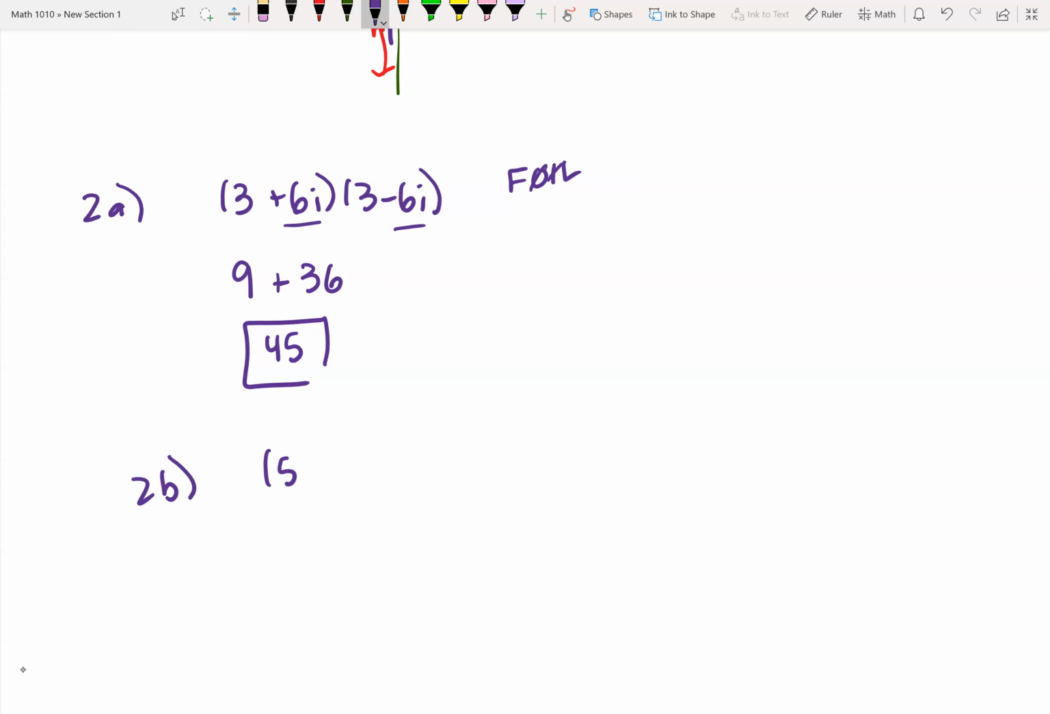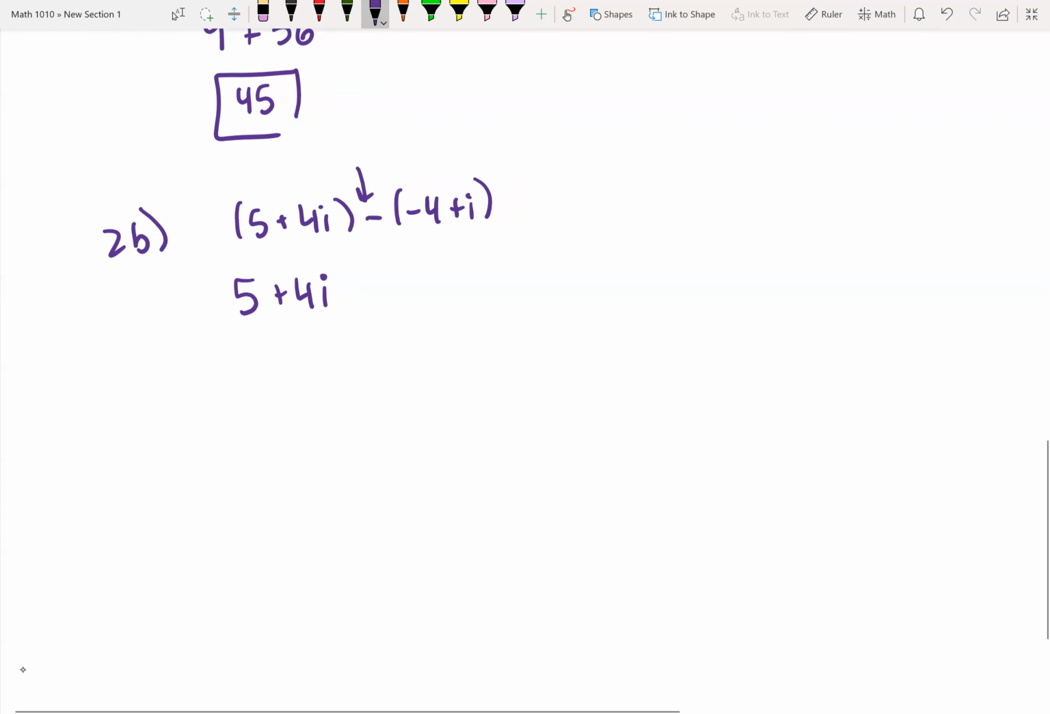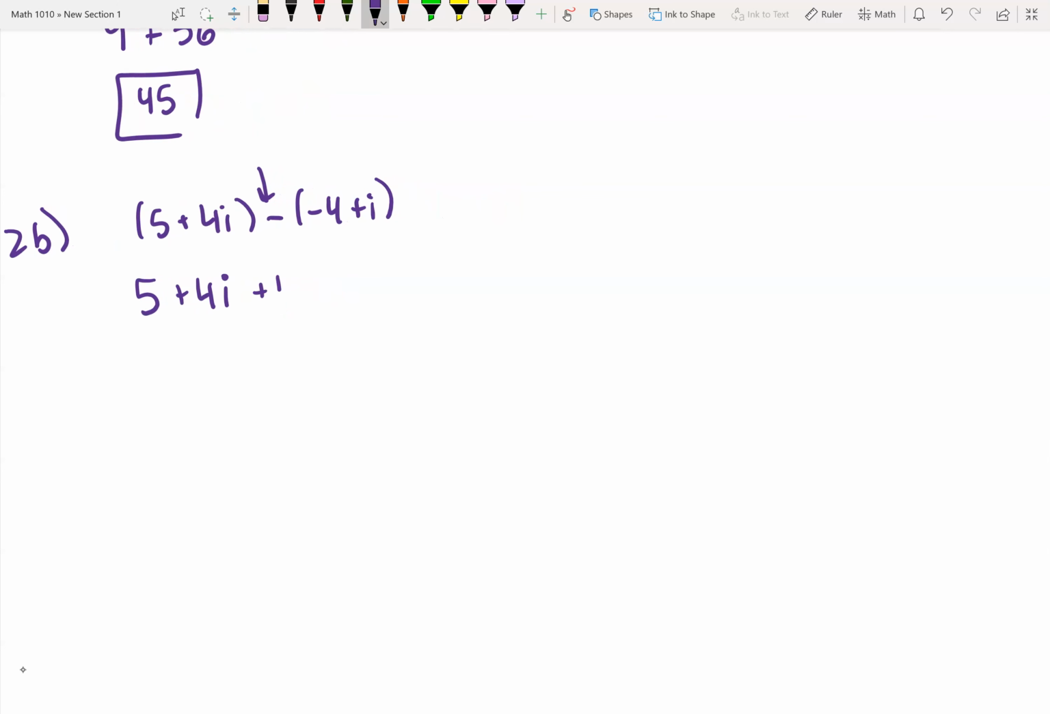Okay, 2b. The biggest mistake that people make on 2b is that they think that they're multiplying, but that negative right there clearly shows you that you're subtracting. So the first set of parentheses were not necessary. Distribute the negative and you have a positive 4 and a negative i. 5 plus 4 is 9. 4i minus i is 3i.